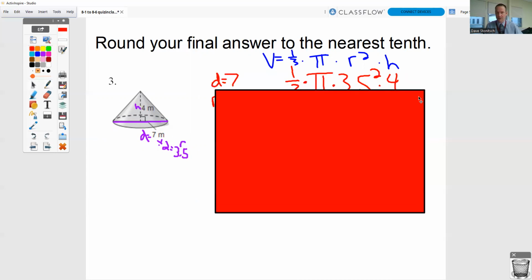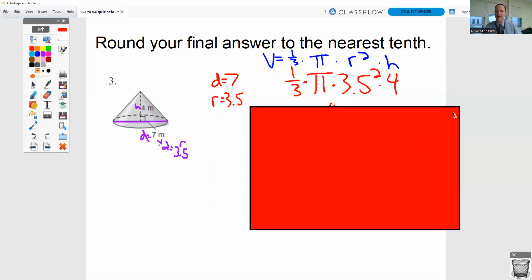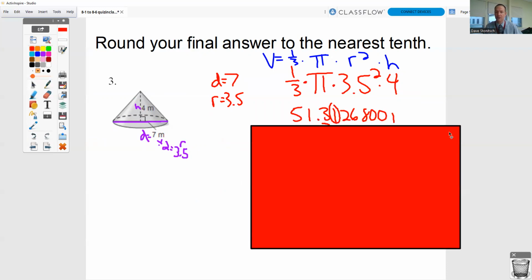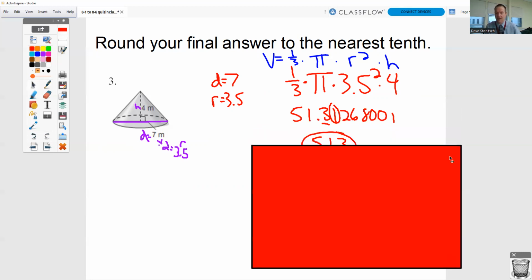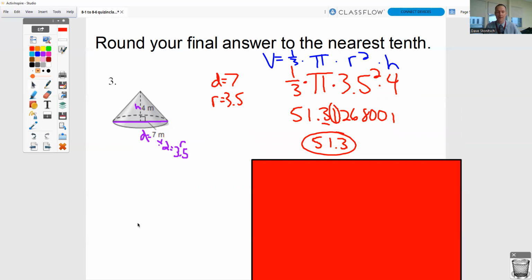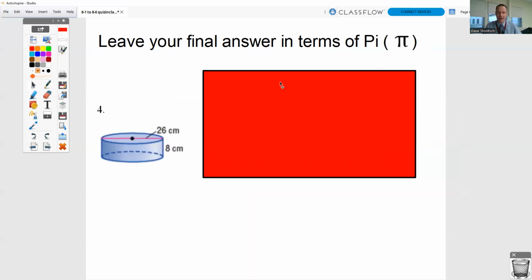So stick those numbers into the formula where they belong. So we have 1/3 times pi times 3.5 squared times 4. Type in everything, including the pi symbol, because we're rounding to the nearest tenth. You get 51.3 and some change. That rounds to 51.3.